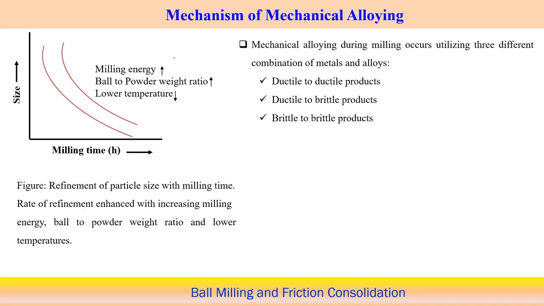Here you can see that in mechanical alloying, the milling energy is increasing, and the size of the particle is refined over the milling time. We see the rate of refinement is enhanced with increasing milling energy. The rate of refinement also increases with increasing ball-to-powder weight ratio, but with lowering of the temperature the rate decreases. So these are the effects with respect to the milling time and the particle size. Over the milling time it gradually reaches a lower particle size, and the rate of refinement of the particles depends on these parameters.